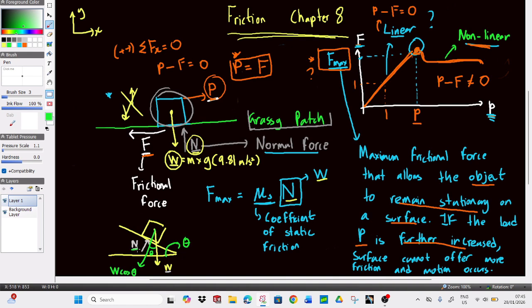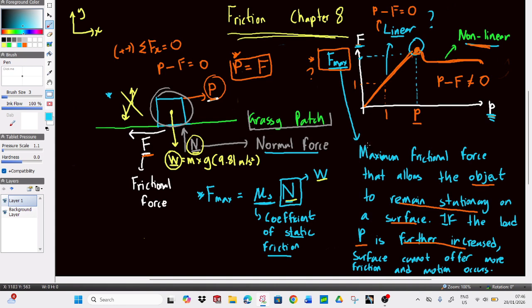So the normal force in this case is equivalent to W cosine theta if you are on a slope, for instance. It really depends again on your free body diagram, but yes, the general idea is that your maximum static frictional force is basically the coefficient of static friction, which depends on the surface itself, multiplied with the normal force.